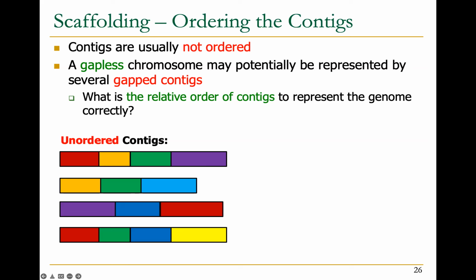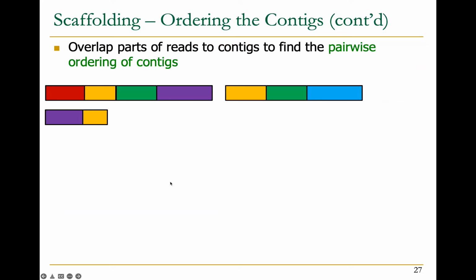This is what scaffolding is achieving. Here you can see that these are unordered contigs, and we want to identify the order between them. What we do is overlap the reads to contigs to find the pairwise ordering of contigs. In this case, we have these two contigs, right? We don't know the order between them yet. They are unordered, but we also have this read that we pick. Then we perform an overlap of this read to this contig, and also to this contig.